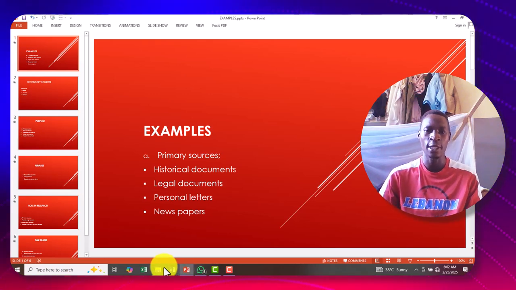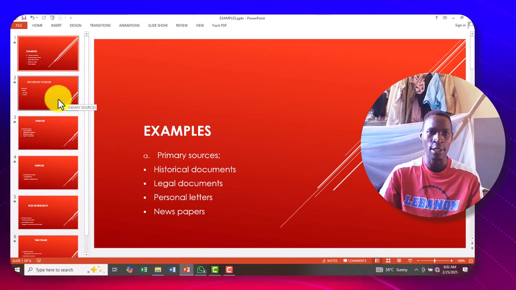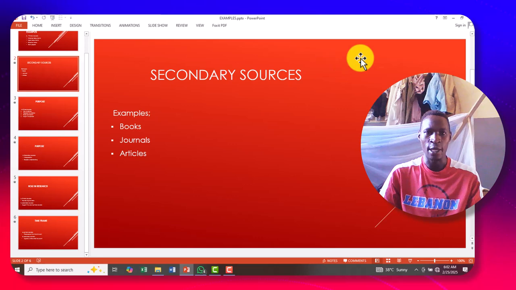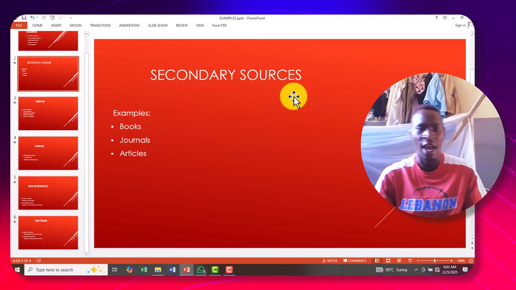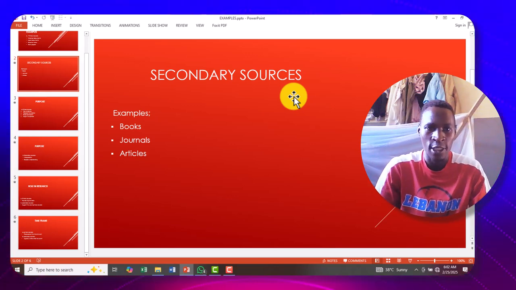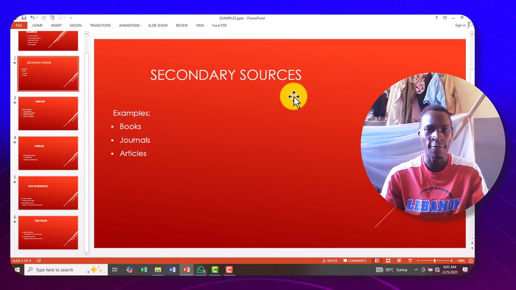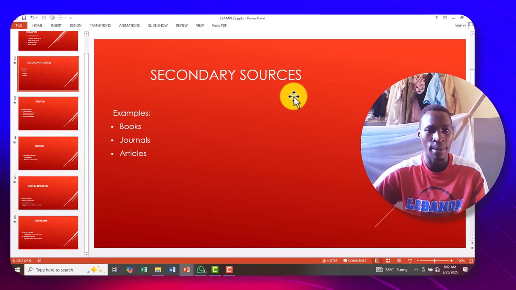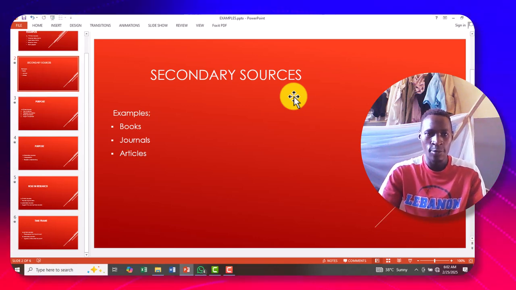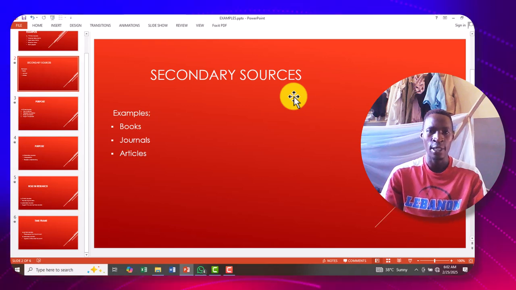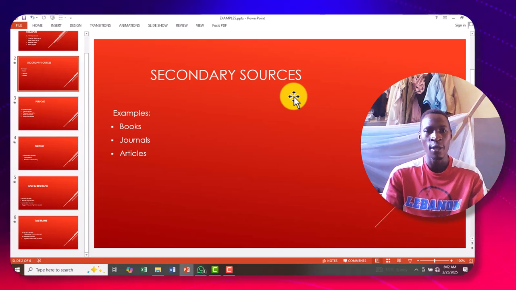So let's look at the next one, which is in our second slide, and that is none other than the secondary sources. Where do we get these secondary sources? Just like we said, after getting the information, people sit down to analyze these sources of information, and when they analyze them, they come up with books, journals, and articles. It is these books, journals, and articles that, when we go and read through, we find the interpreted form of primary sources of information. And that is how we get the secondary sources.